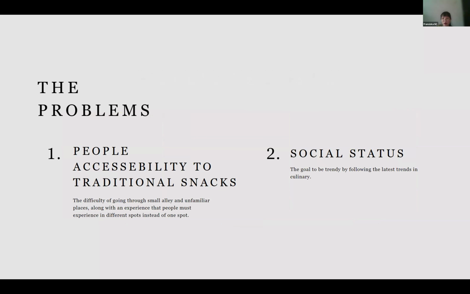But it's not impossible to find such delicacy in Jakarta. You rather have to find it in places that you could say unseen. Location matters, as it gives transparency and access for people who are interested to hunt for traditional snacks.